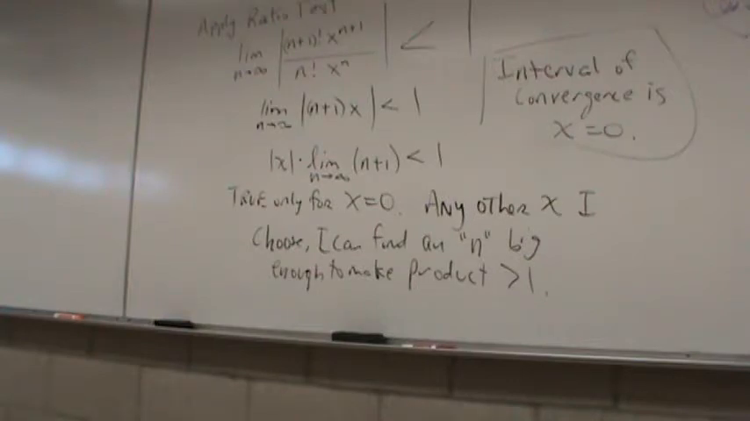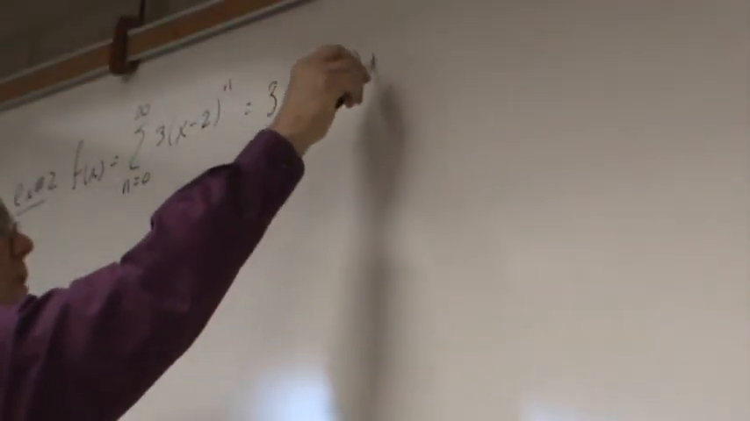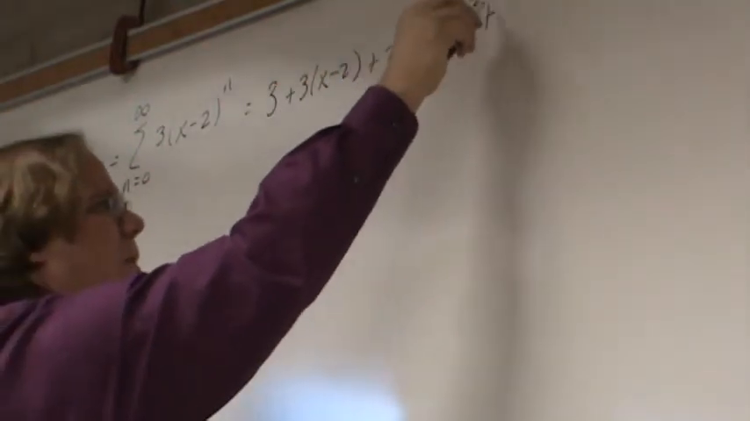Example 2. I have a function which is expressed as a power series. It's, as n goes from 0 to infinity, of 3 times x minus 2 to the n power. That is, if I were to write this out, it'd be 3 plus 3 times x minus 2 plus 3 times x minus 2 squared plus dot dot dot. Again, no factorials. This isn't Taylor or Maclaurin.